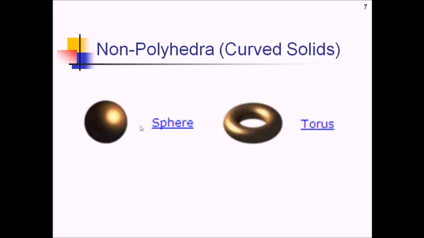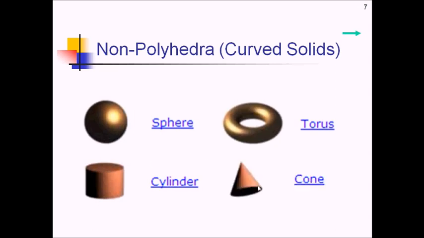So we've been spending a lot of time talking about polyhedra, but now it's time to give the non-polyhedra some love here. These are the curved solids. So for example, a sphere. This donut shape here is called a torus. We also have a cylinder and a cone. It's kind of the curved version of the pyramid.